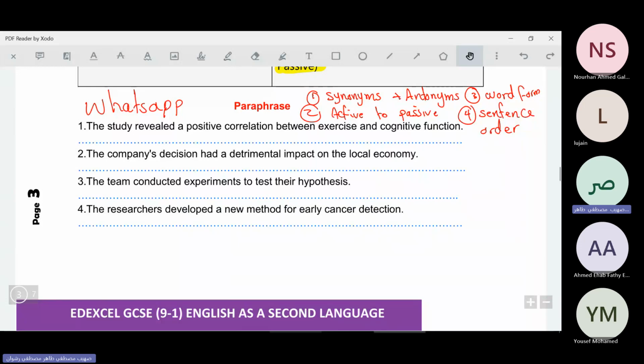In sentence four, Nurhan, you also used the same expression, "early cancer detection." And we said that we should try hard to paraphrase the whole thing as much as possible. Okay? You should practice a lot about paraphrases.